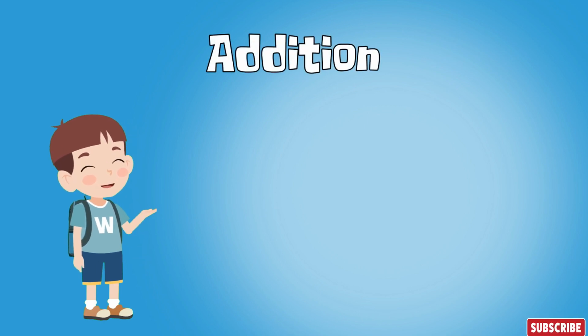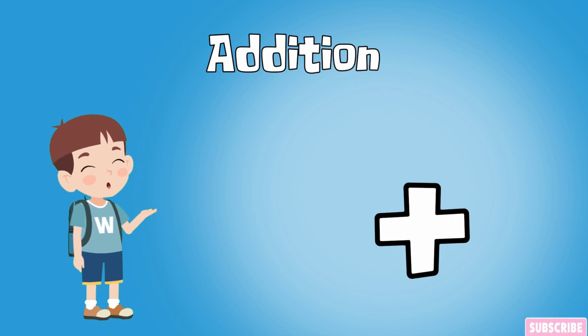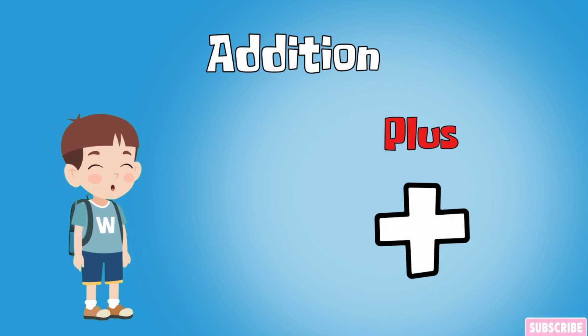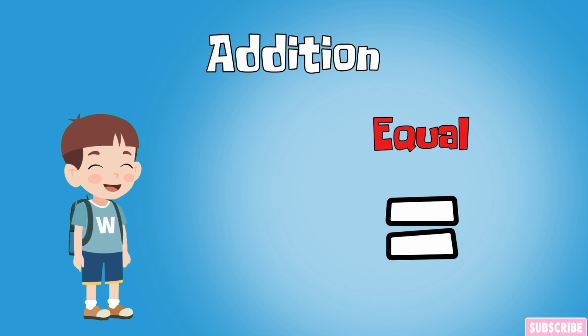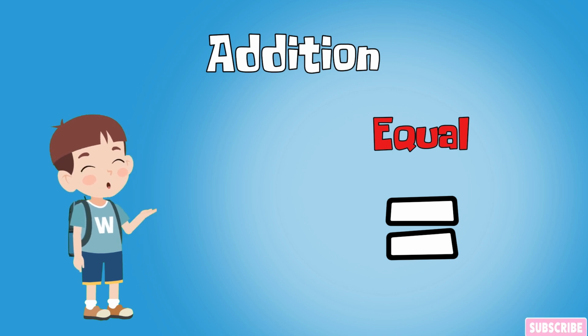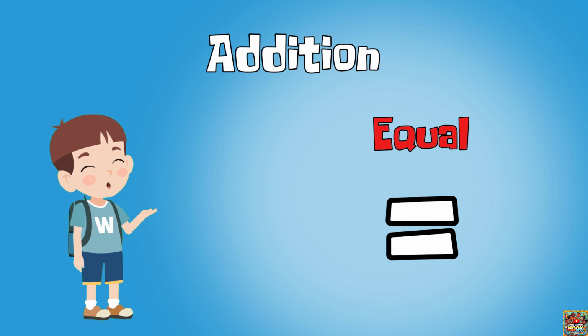Today we learn about addition. We will do the counting using equation objects with rabbits. This is plus. It is used for addition. And this is equal. It means it is a result of the counting. Let's go to the farm and count the rabbits.